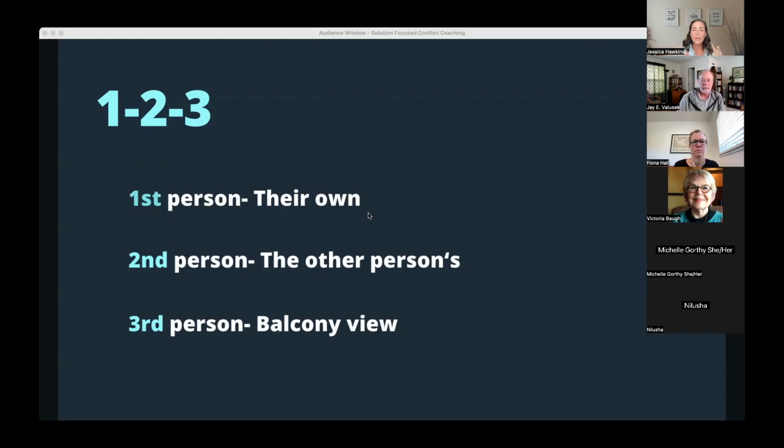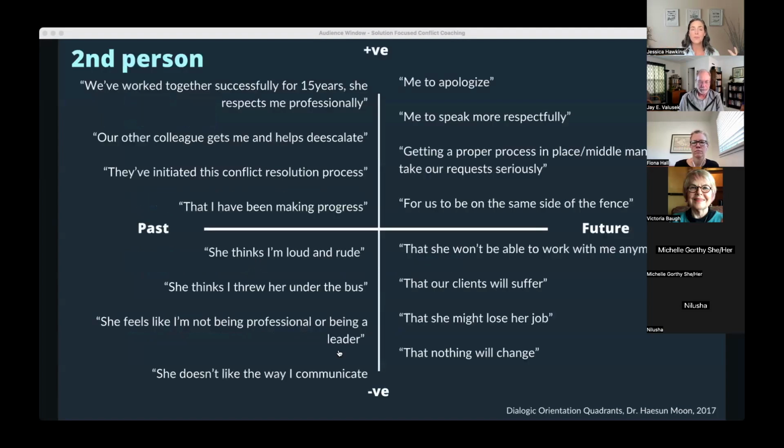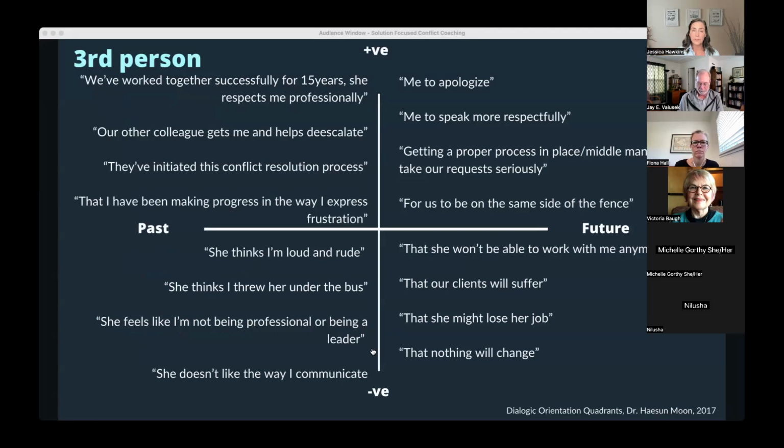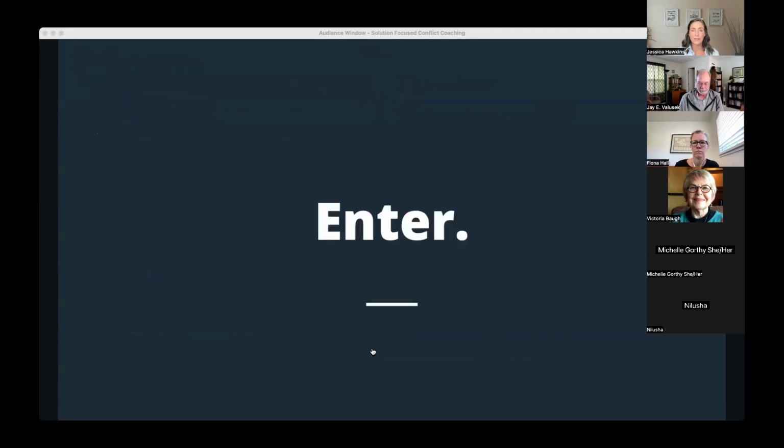So basically it's just remembering 1, 2, 3. So going through understanding from the first person, from their own perspective, from the other person's perspective, and then from the third person, the balcony view, the narrator perspective. So I'm not going to read this all out, but just to get a visual for how much more information you can get in that conflict story to expand that story, when you then walk through it from her perspective and his point of view, and from the third person's perspective, now we have a much bigger story.